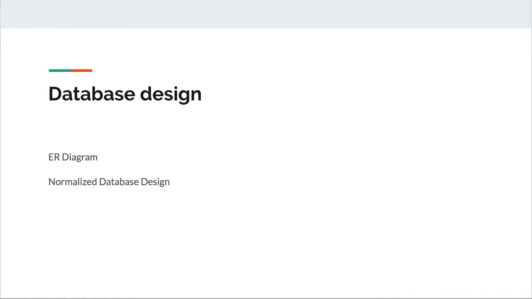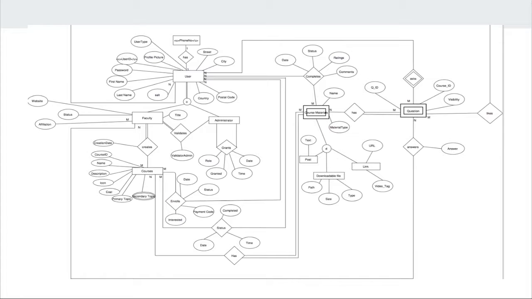Now I'm going to take you through the database design and the architecture part. So first we are going to cover the ER diagram. So the design decisions we have made as part of this data modeling and the normalized database design are based on our ER diagram. So this is the ER diagram.